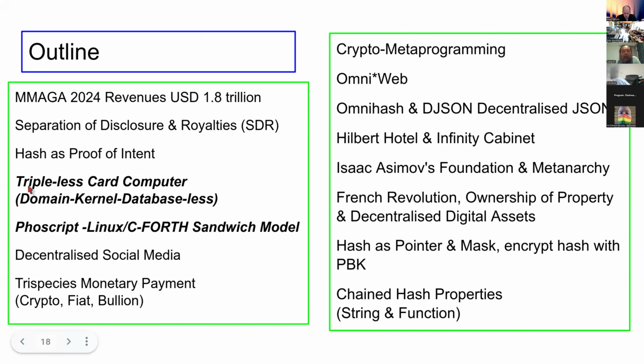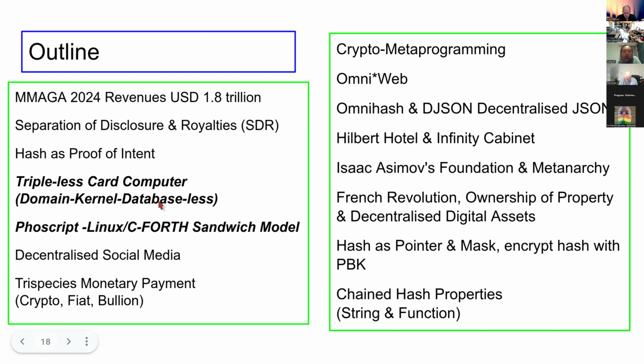I'm calling it a triple-less card computer. Now, I suppose this is very bad English. I couldn't figure out another way of describing it. Basically, it means domainless, kernelless, and databaseless. So today I'll be presenting to you how I actually implement a hash code-based file system without a database, right?